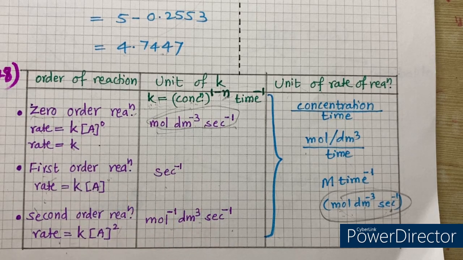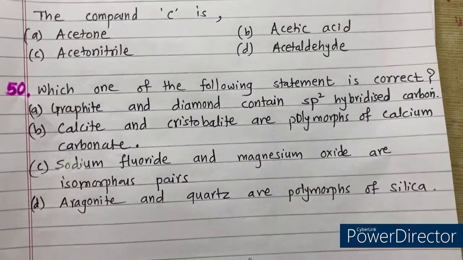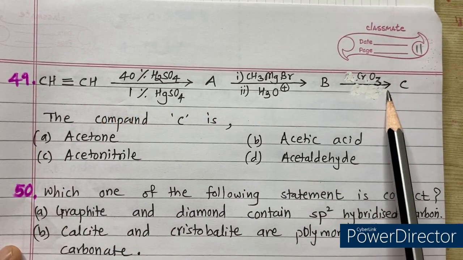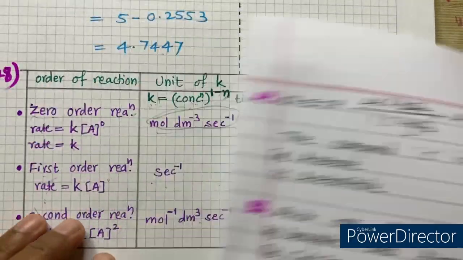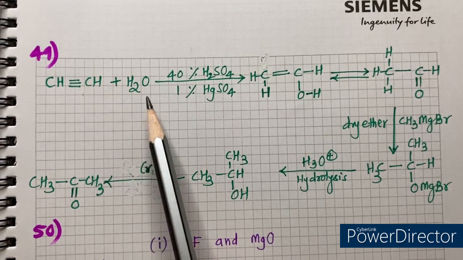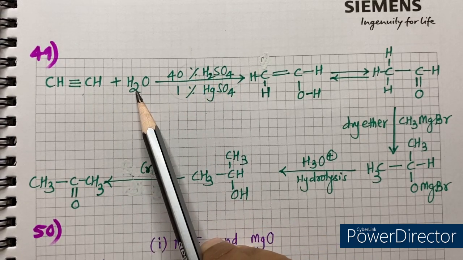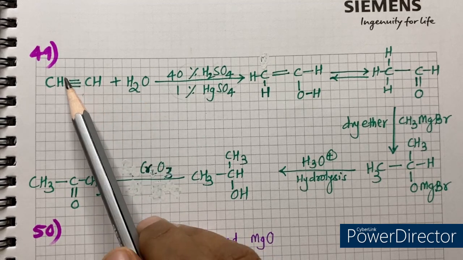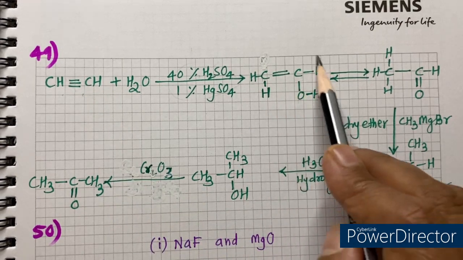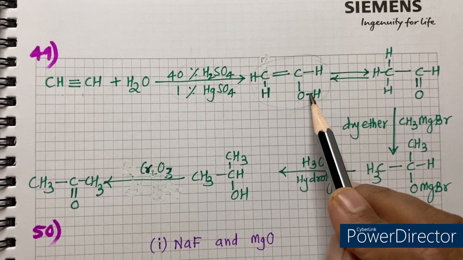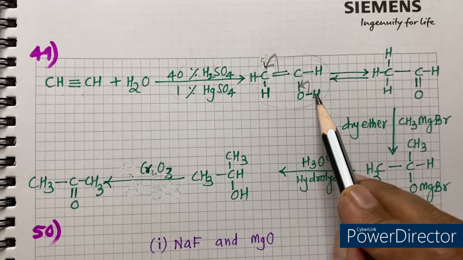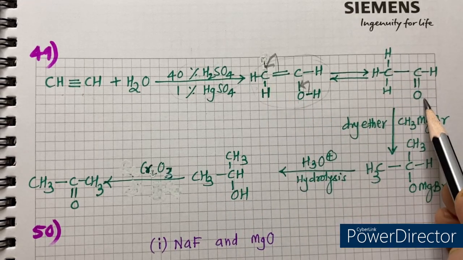Next question is here. A sequence of reactions is given. Find out the compound C. Now, see this. Here, acetylene, ethyne. These reagents are for hydration. Now, hydration, that is, add water across this bond. Now, on one side, H and here, OH. Now, this compound undergoes tautomerization. This bond shifted here and this shifted here. Therefore, this H here now and this compound is formed.